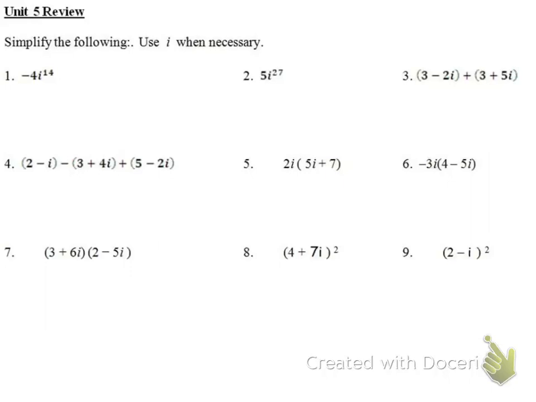This video looks at the Unit 5 review. So if we start with the first set of problems, we're going to simplify using imaginary numbers, or complex numbers. So the first one, we have negative 4i to the 14th. So we need to simplify i to the 14th.